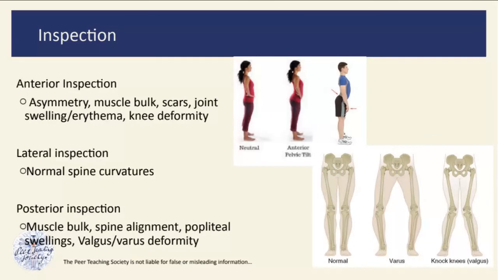You also want to be checking for any valgus or varus deformities. So as you can see, there's someone standing normally, and then varus knees, where the knees are pointing outwards, and knock knees, or valgus knees. You can remember knock knees as valgus knees because the knees click together and go g for valgus. At least that's how I remember it.